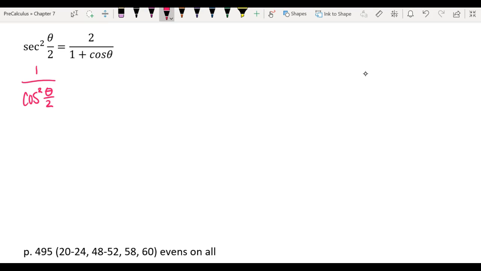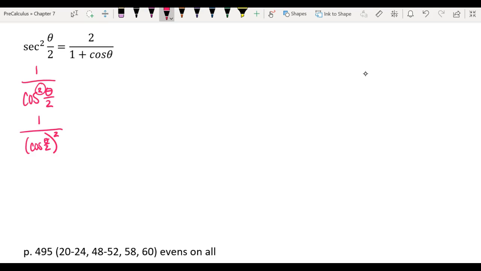Now this squared, I'm going to change how I wrote this. What this squared means is I have 1 over the cosine of theta over 2, that quantity squared. These two mean the same thing. It's just a different way of writing it. I prefer this way. To me, this way makes more sense. But most mathematicians write it this way. So I changed it to this.